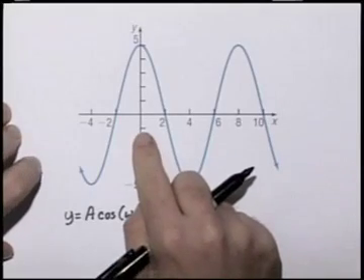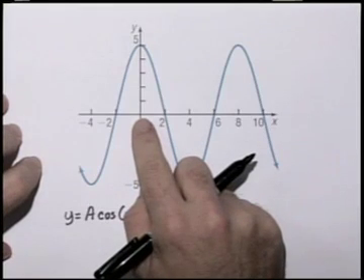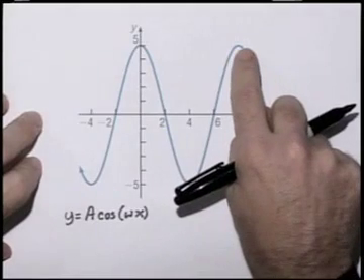Up till now, we've given you the equation of the trigonometric function and asked you to find its graph. Now what we're going to do is give you the graph of a trigonometric function and ask you to find the function that generates that graph. What we have here is a sinusoidal graph, so we're either going to use the sine function or the cosine function to obtain the equation that gives us this graph.